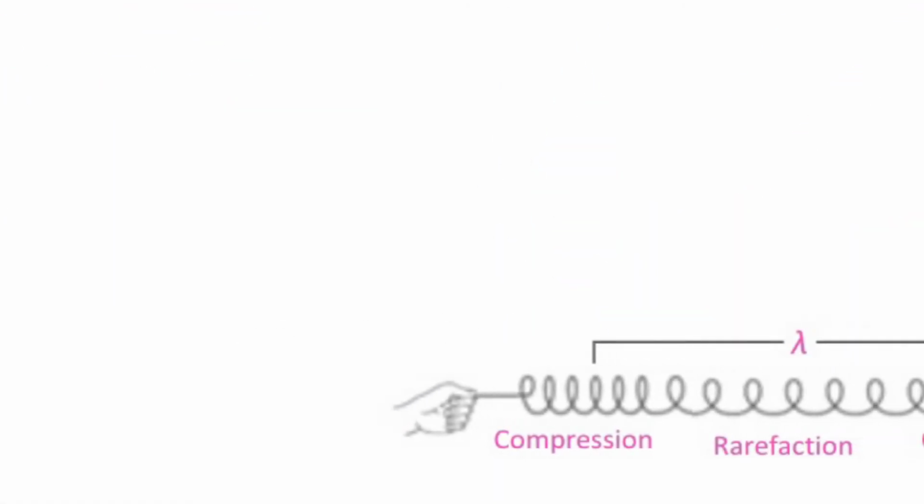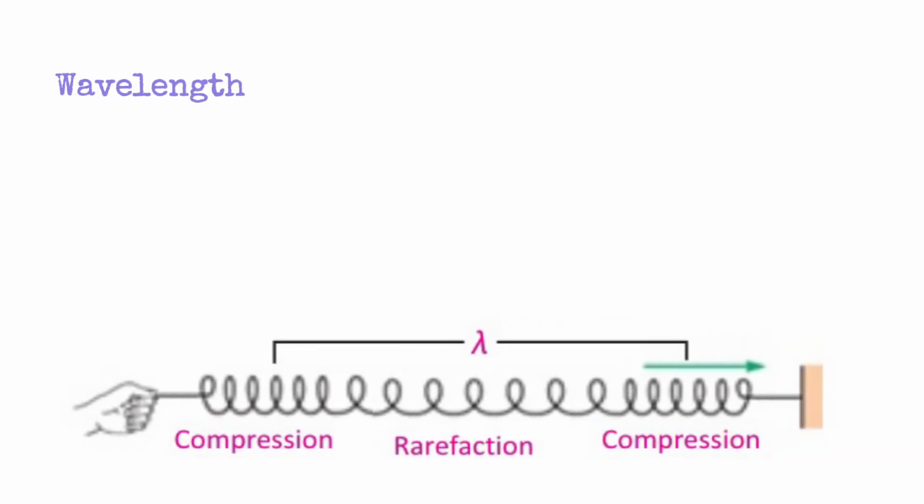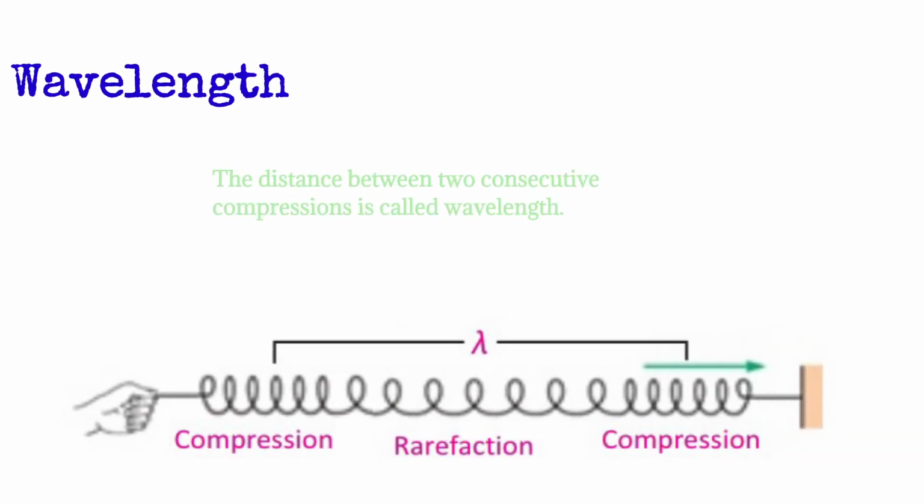Now we will discuss wavelength. The distance between two consecutive compressions is called wavelength. In the given picture you can see the wavelength.